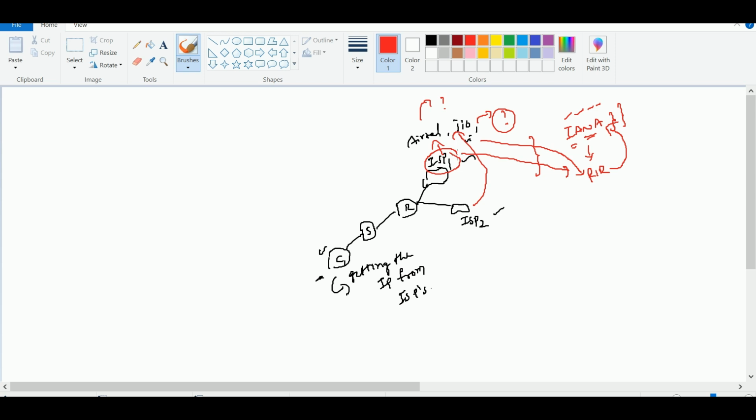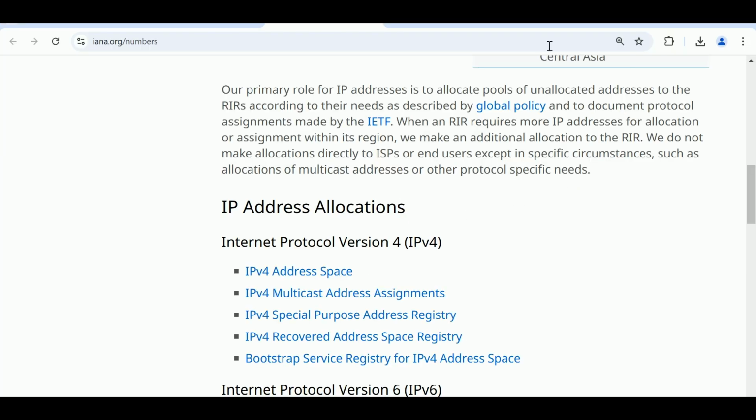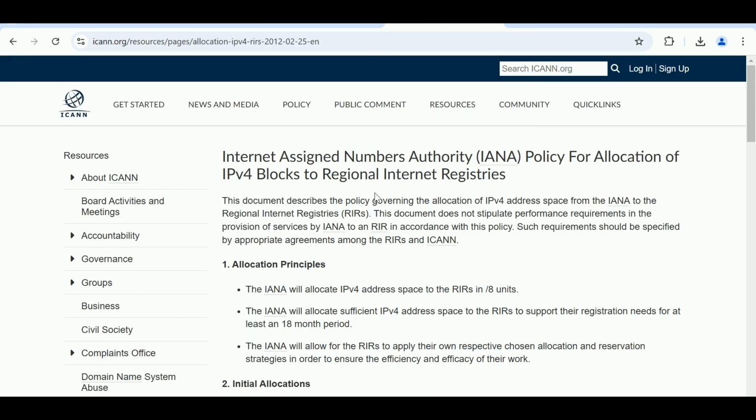So ISP1 or ISP2 need to go and talk to the RIR of their particular region. Maybe if they fall under India, they can go and talk to APNIC, Asia Pacific. They can get the IP addresses there and they can reuse them. And as I said, there are some rules.